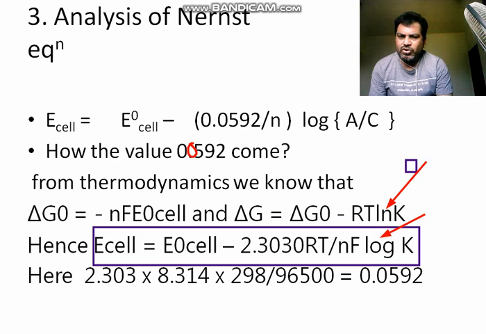Okay, so 2.303 only is taken, and RT by nF. So we will take only this portion of the equation.